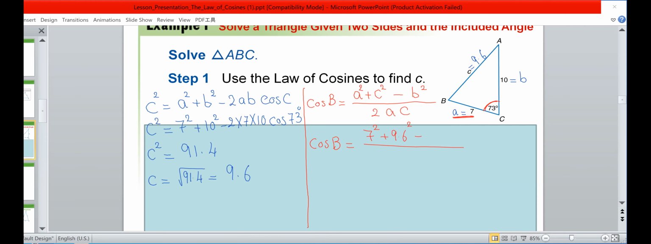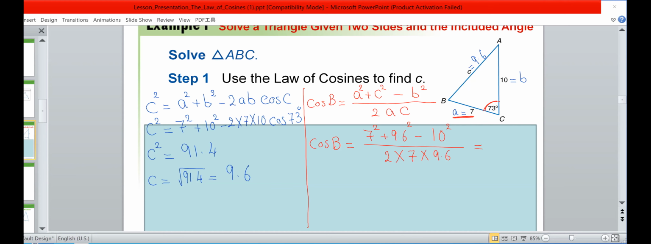10 power 2, excellent. 10 power 2 over 2 times 7, and 9.6, by using your calculator. Mister, can't we make 2 and make a bracket? No, we can't.